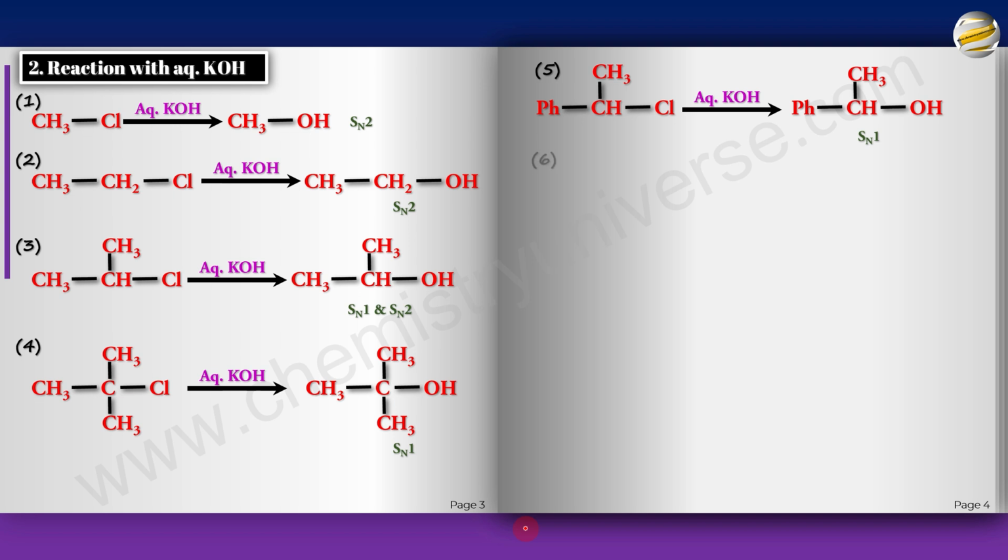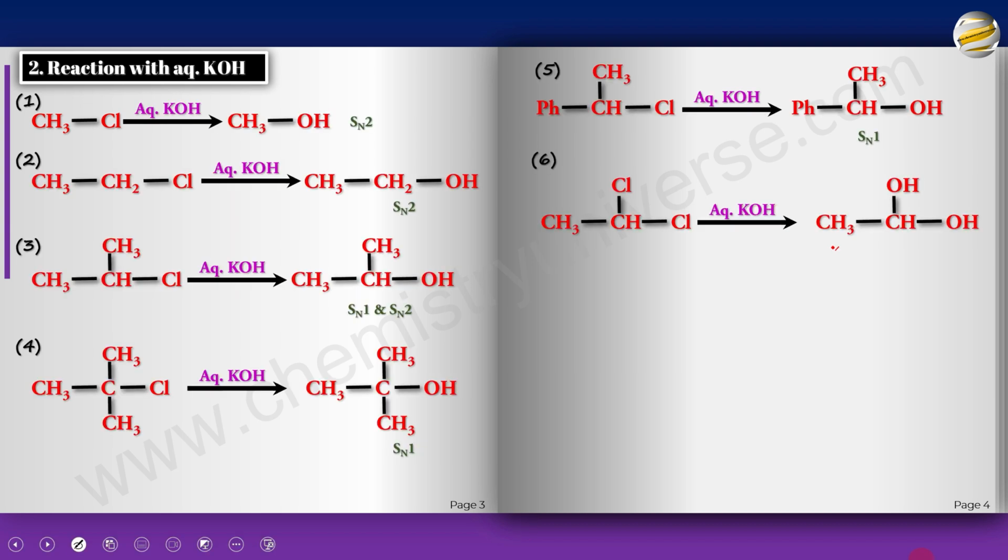What about this one? Now here I don't want you to write the mechanism, I want you to write the product. Now here what happens is, when you do aqueous KOH, both the Cls will be replaced by OH, right? This is called a geminal diol, okay?